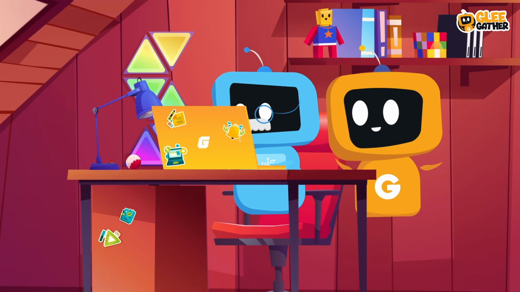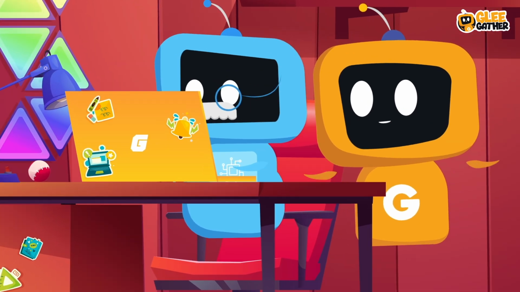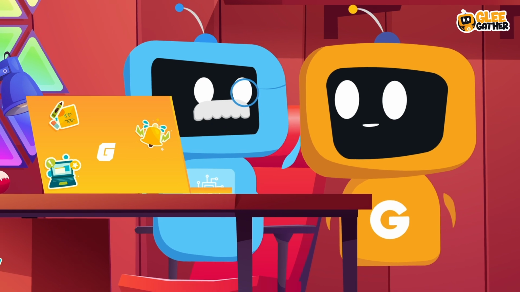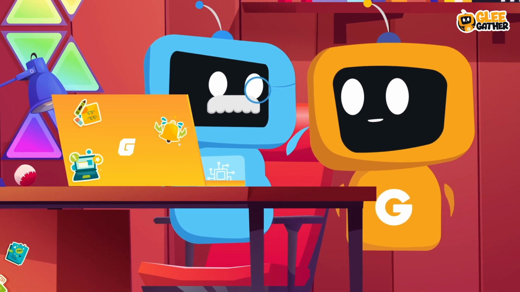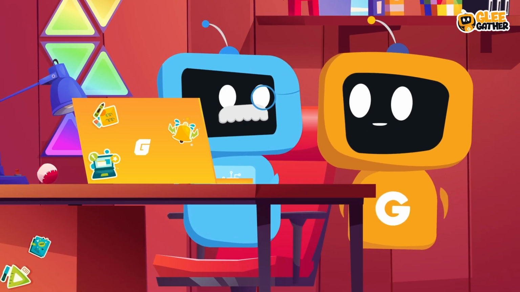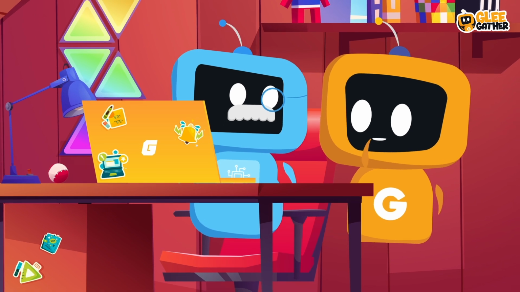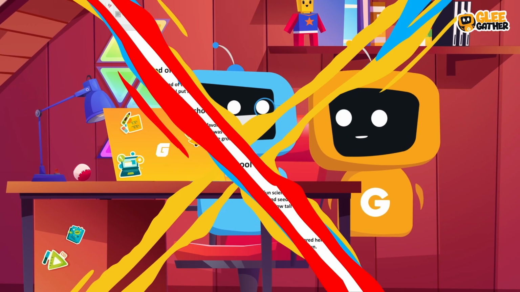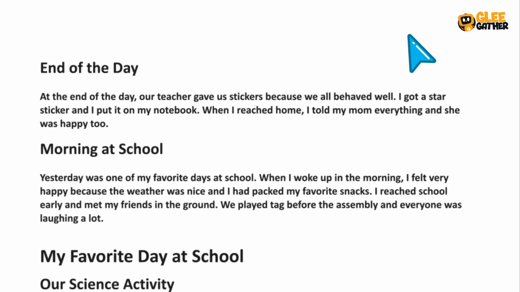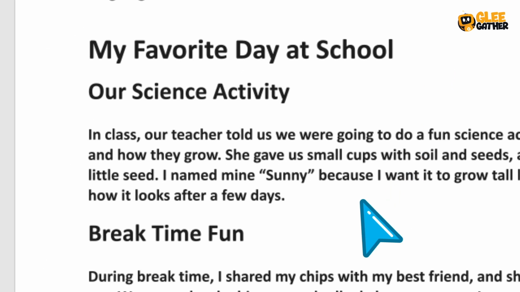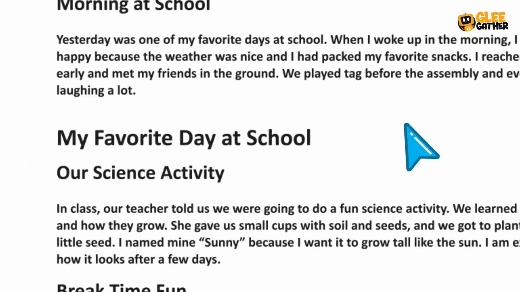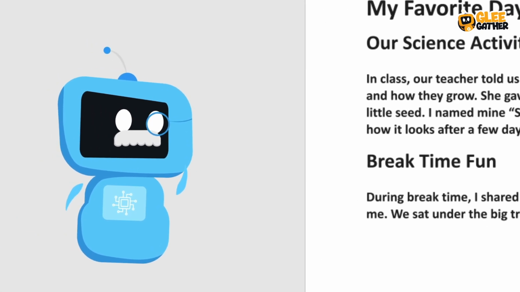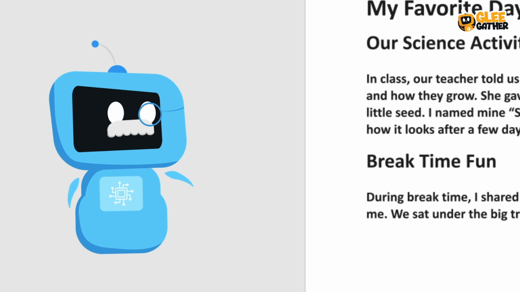Wow! Techie, you just moved that sentence like magic! How did you do that? Easy, Glee. That's the power of cut and paste, the ultimate tool to fix any messy document. Messy? Because my story is total chaos right now. The last line jumped to the top, the intro ran away, and my title is hiding in the middle. Don't worry, Glee. Today you'll learn the exciting magic of cut and paste to fix it all.